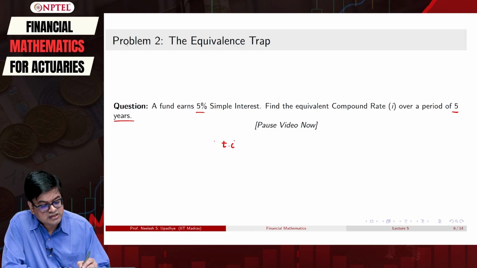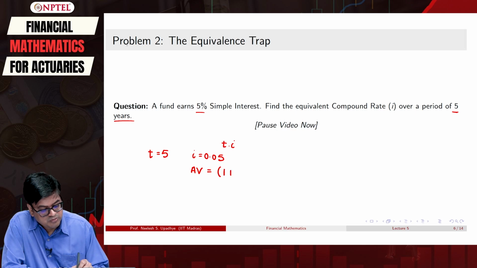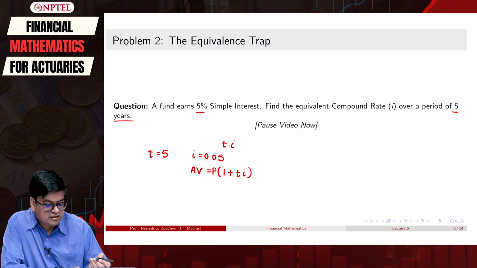And what is T? T is the time. So in this case T is equal to 5 and the interest rate is 5%, so i is equal to 0.05. So that's the interest that it will earn. So what will be the accumulated value of this fund? The accumulated value will be 1 plus T times the interest rate. Assume that whatever the initial value is, let's say that value is P. It doesn't matter actually.